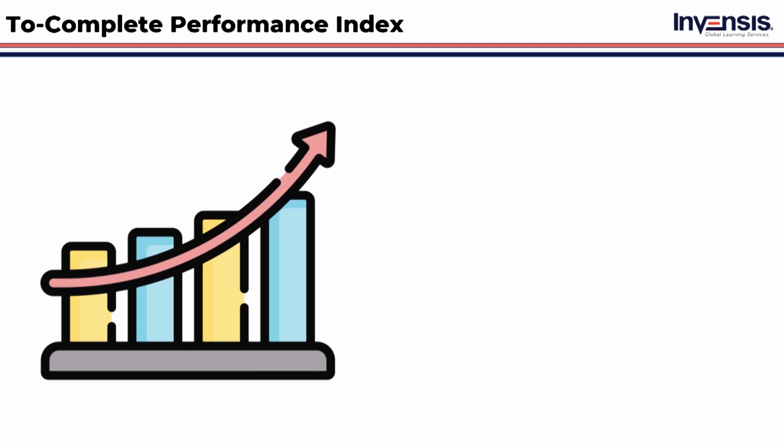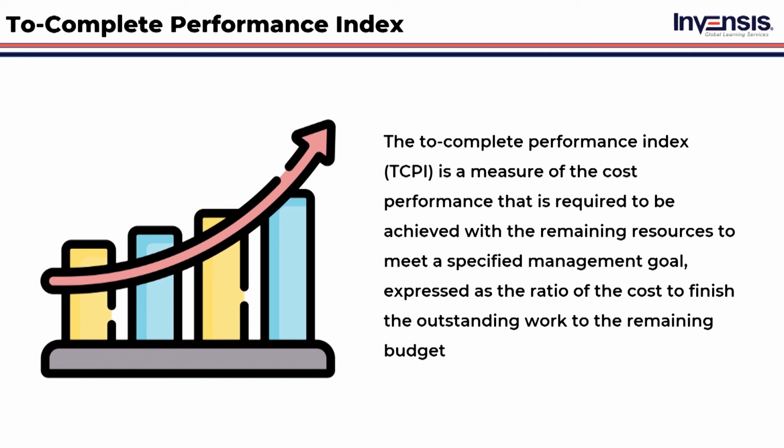To Complete Performance Index. The To Complete Performance Index, TCPI, is a measure of the cost performance that is required to be achieved with the remaining resources to meet a specified management goal, expressed as the ratio of the cost to finish the outstanding work to the remaining budget. This defines the index, whether the project can be finished within the budget or not.